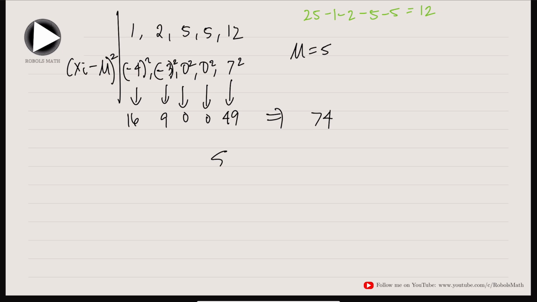Therefore, the sum of the squared distances from the mean is equal to 74, and therefore the variance for this one is 74 over 5.